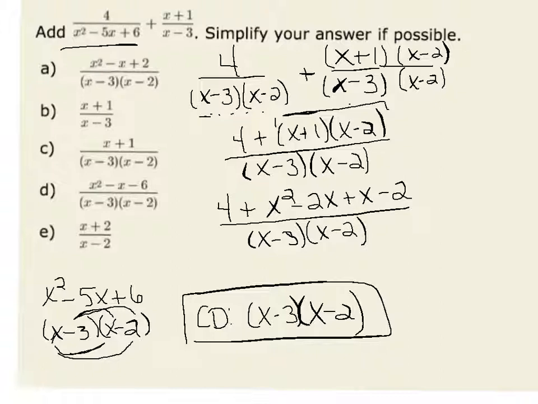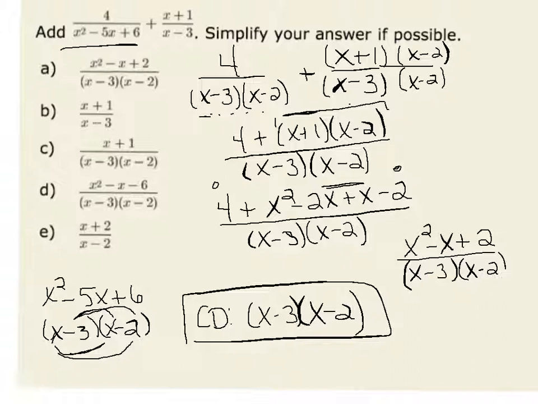Now I can simplify by adding like terms. I have 4 minus 2, so I'm left with 2, and I can add negative 2x plus x, giving me a negative x. So my answer becomes x squared minus x plus 2 all over that common denominator of x minus 3 times x minus 2.